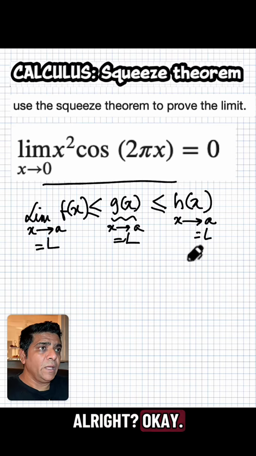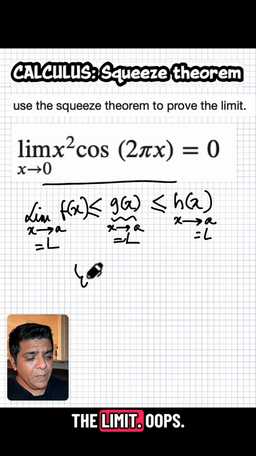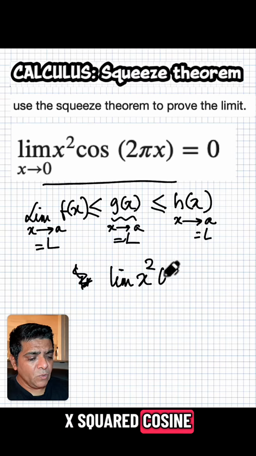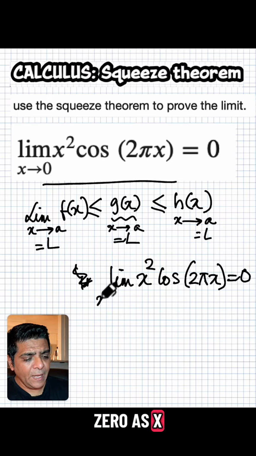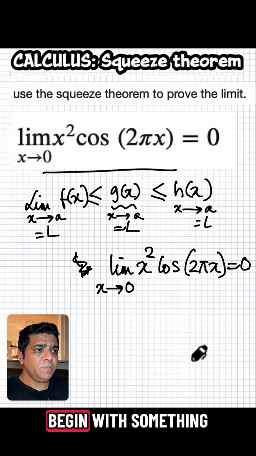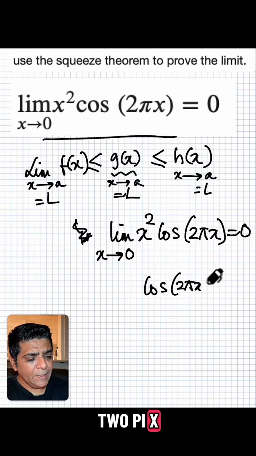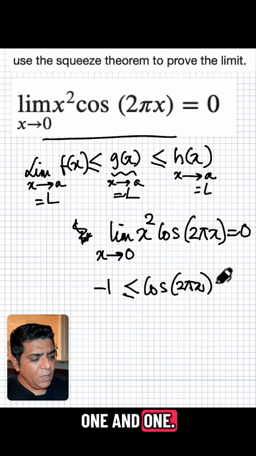All right, okay, having known that, now let's see if we can solve our limit. So we have the limit of x squared cosine of 2 pi x, and we have to show this is equal to 0 as x approaches 0. Okay, all right, so let's begin with something we know. We know that the cosine of 2 pi x is between -1 and 1.